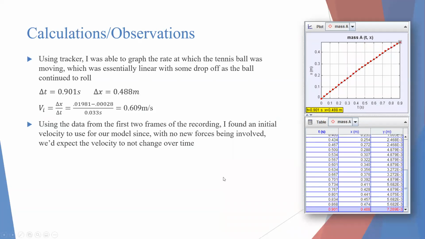So using Tracker, we were able to find the rate at which the tennis ball is moving, the total distance being around half a meter, as you can see here, and the total time span being 0.901 seconds. Using that too, we take the first 2 frames of the actual footage, which is why we have 0.033 seconds for the initial velocity. So this is going to be the velocity that we want to compare it to and use for our model, so that we have what would be an ideal velocity that it shouldn't change if there was no outside influence on our system.